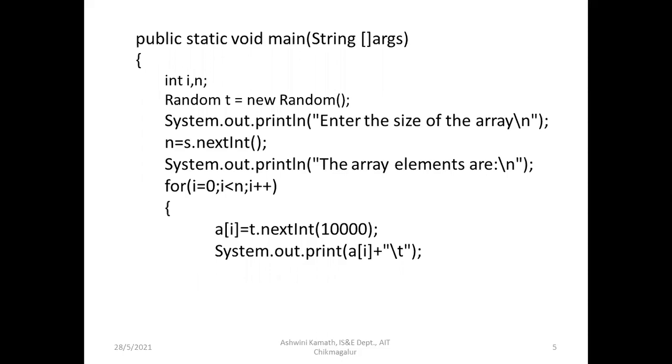Instead of using a comma, as in C programming where we use a comma as the parameter separator for the function, here we use plus. It is called append. a[i] will be displayed, and with that a tab space will be appended. Then close this, so it will generate the random numbers. Then System.out.println will include a new line for displaying.